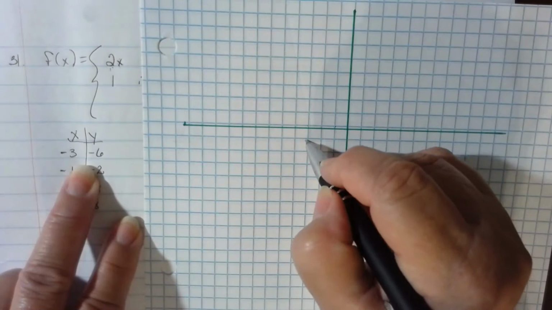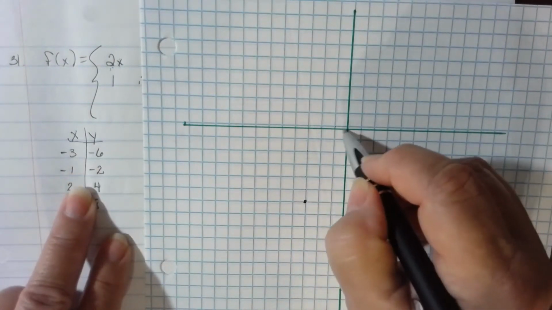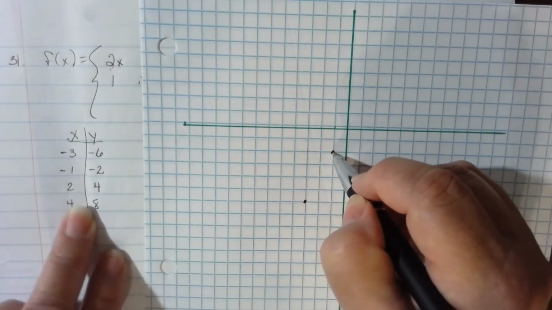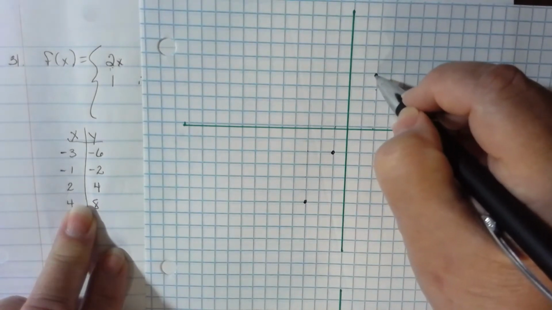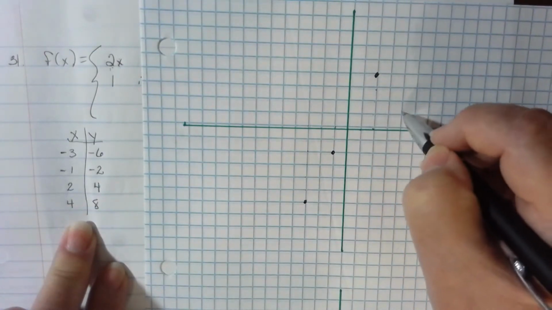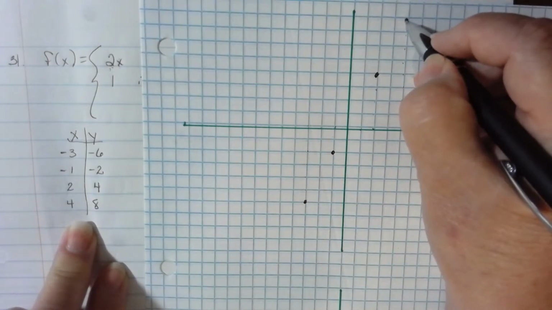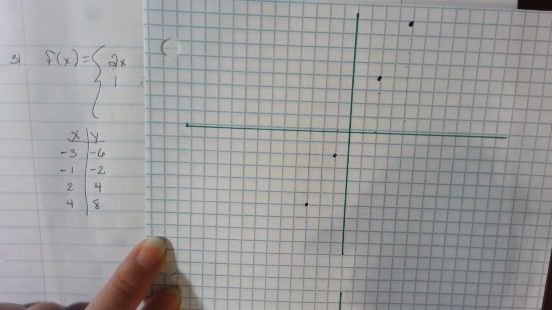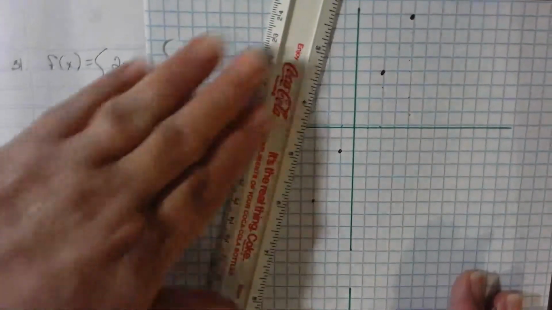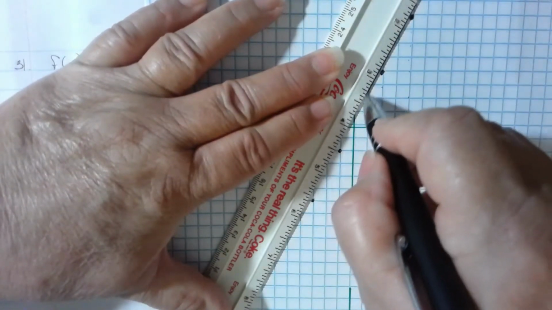Negative 3, 6. Negative 1, negative 2. 2, 4. 4, 8. And normally you connect all those with a straight line. But remember, it said it can't be 0. And so what you have to do is you do connect it with a straight line.